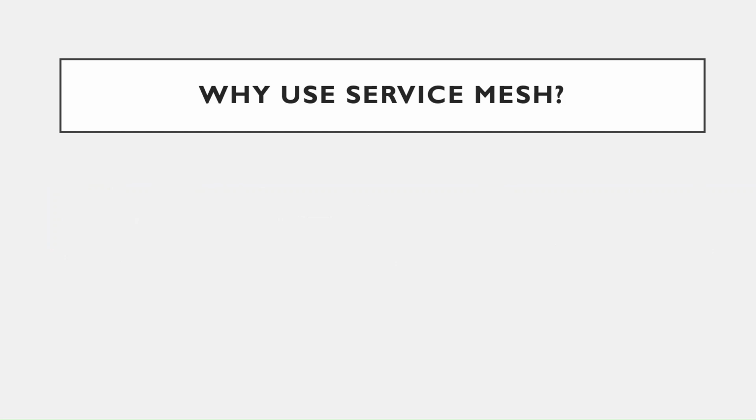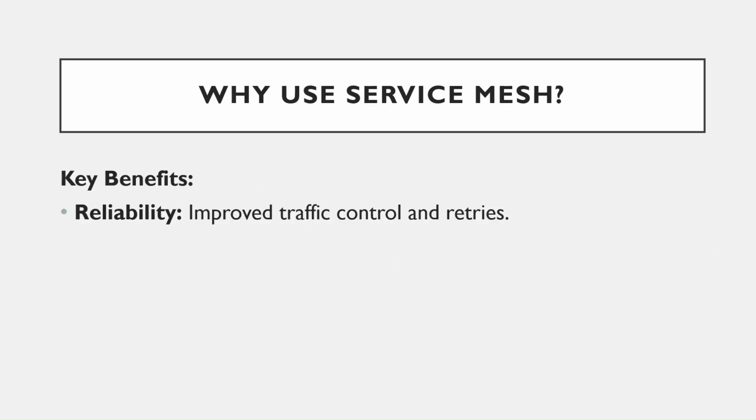Let's see why we use service mesh. So firstly, reliability. It's improved traffic control and retries. Service mesh makes your app more reliable by managing how requests are sent between services. If one service is busy or fails, it can automatically try again or redirect the request to another instance. So this keeps everything running smoothly.